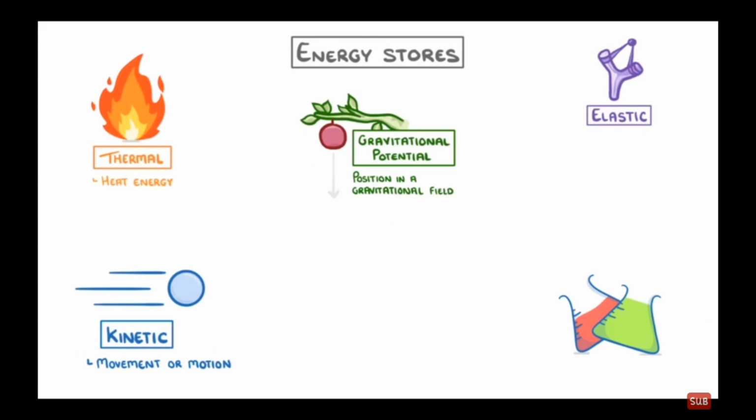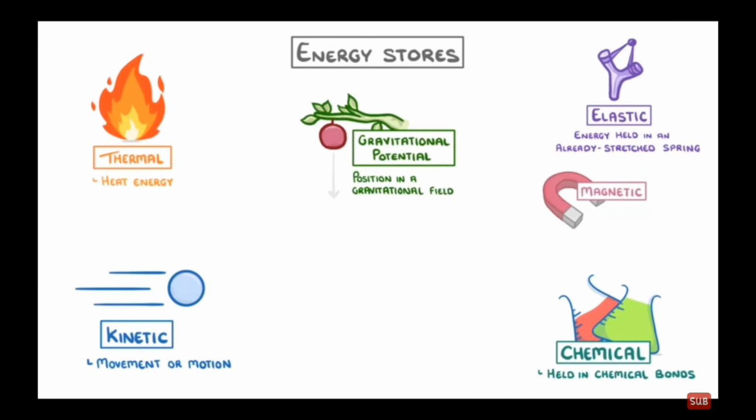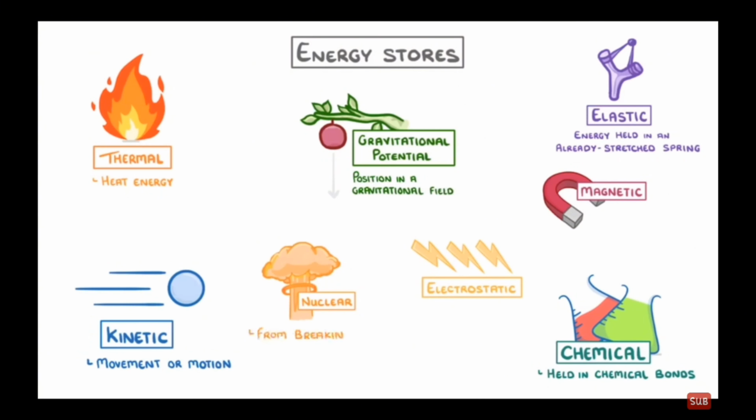Elastic potential energy, such as the energy held in an already stretched spring. Chemical energy, which is held in chemical bonds. Magnetic energy, which is what holds magnets to your fridge. Electrostatic energy, which is what occasionally gives you a shock when you touch your car. And finally, nuclear energy, which is what we get from breaking atoms apart.